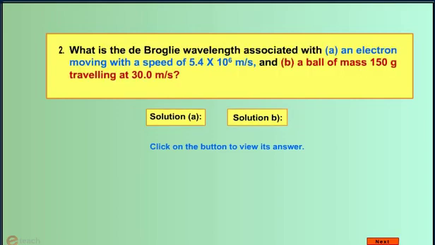Second, what is the de Broglie wavelength associated with A. An electron moving with velocity 5.4 into 10 raised to power 6 meter per second and B. A ball of mass 150 gram traveling with speed 30 meter per second. Click on the buttons to view its answer.